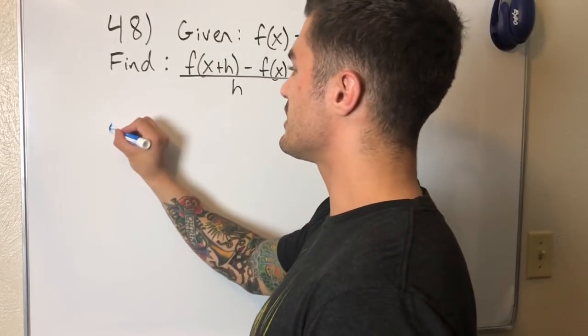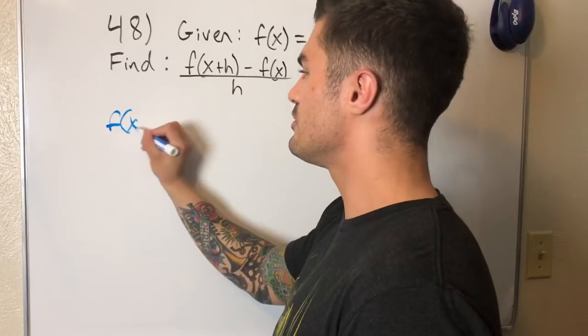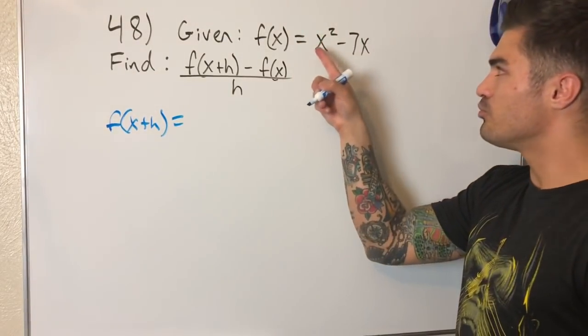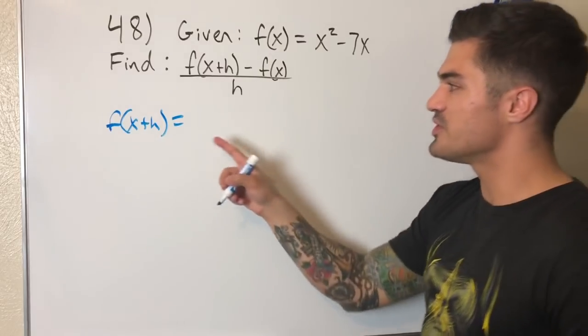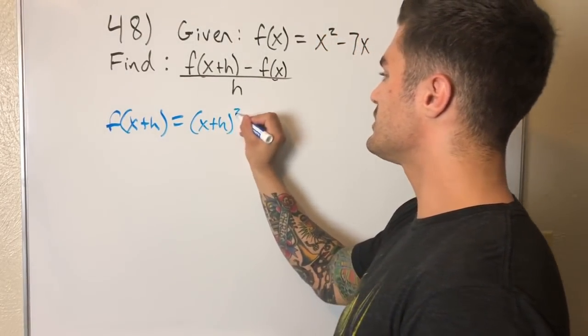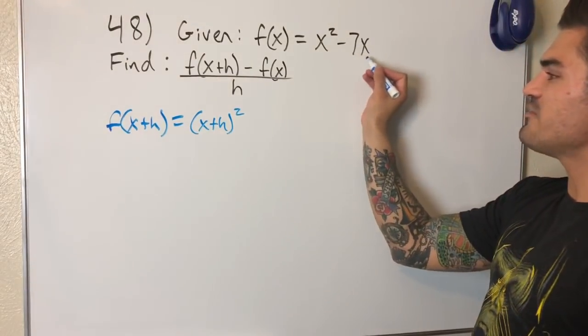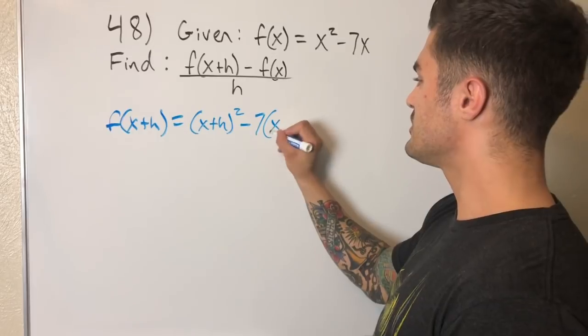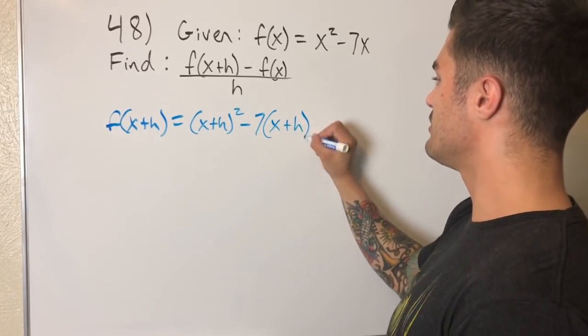Well, let me write that off to the side here. F of x plus h is my function, but all the x's are replaced with x plus h. So I have x plus h squared, that's this part here, minus 7 times x plus h, all right?